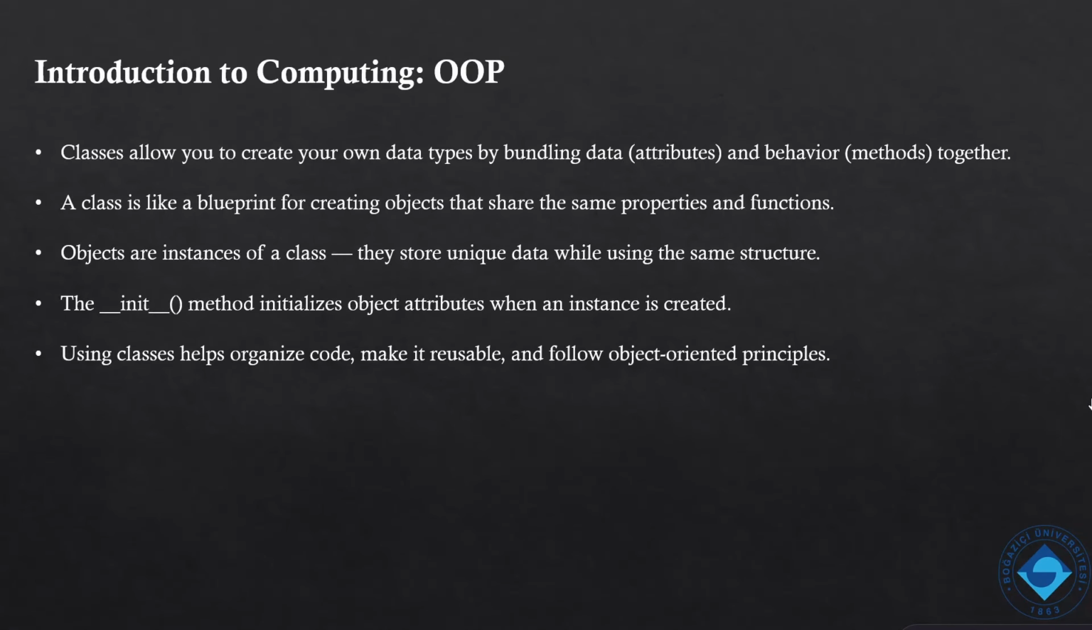Okay, classes allow you to create your own data types by bundling data, which means attributes, and behavior, or what we call methods, together. A class is like a blueprint for creating objects that share the same properties and functions. Objects are instances of a class. They store unique data while using the same structure. And the underscore init method initializes object attributes when an instance is created. Using classes helps organize code, make it reusable, and follow object-oriented principles.